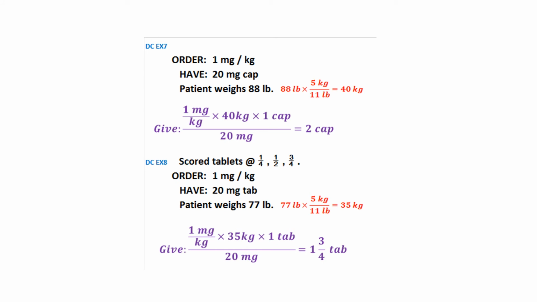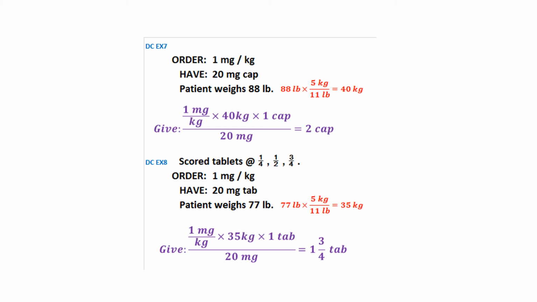Here we have 2 more dosage calculations, but these are slightly different. The order is 1 milligram per kilogram. That means per kilogram of body weight. And what we have is 20 milligram capsules. And our patient weighs 88 pounds. So the first thing we got to do is change the 88 pounds into kilograms. So as we see to the right, 88 pounds times a conversion factor. We got 5 kilograms on top, 11 pounds on the bottom. 11 goes into 88 8 times. 8 times 5 is 40 kilograms.